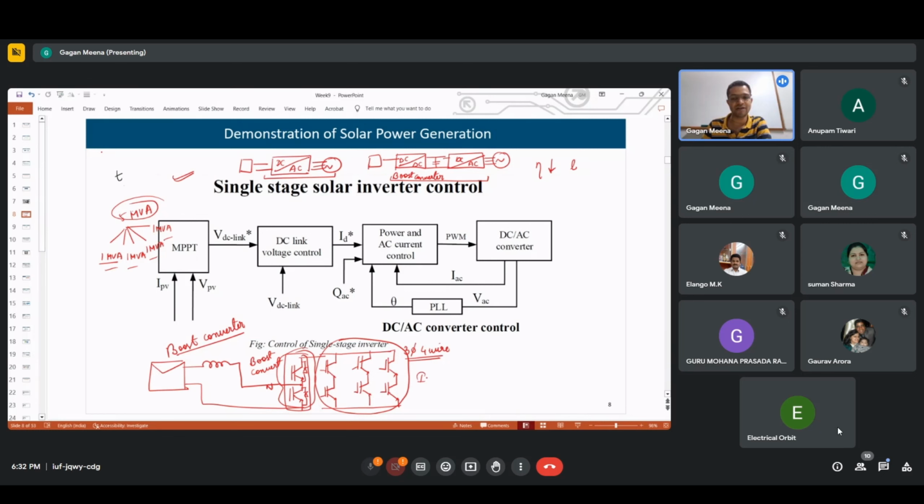So the input of the inverter is this DC link capacitor. What should be the voltage rating of this capacitor for power to flow from the DC to the AC side? Is there any criteria for that? This much should be the voltage so that power flow can happen. How will power flow?